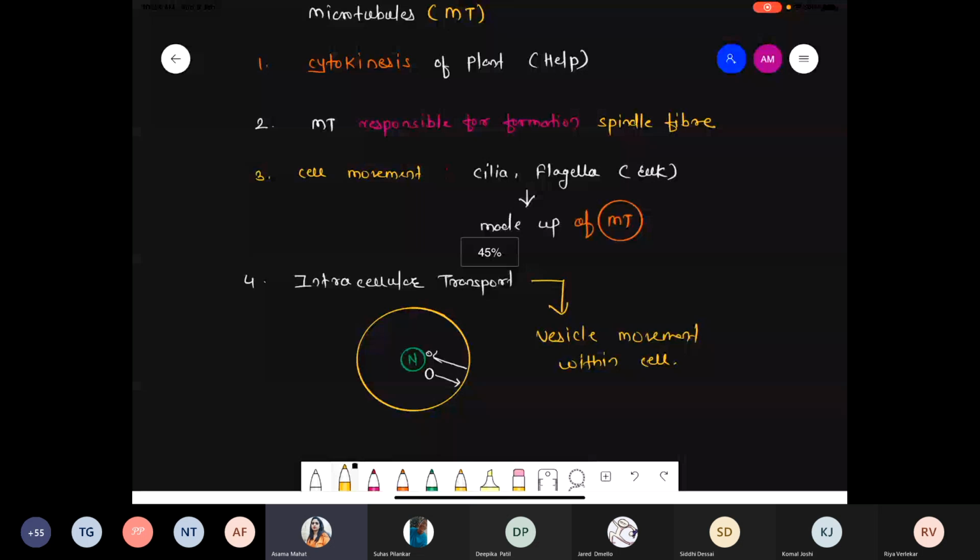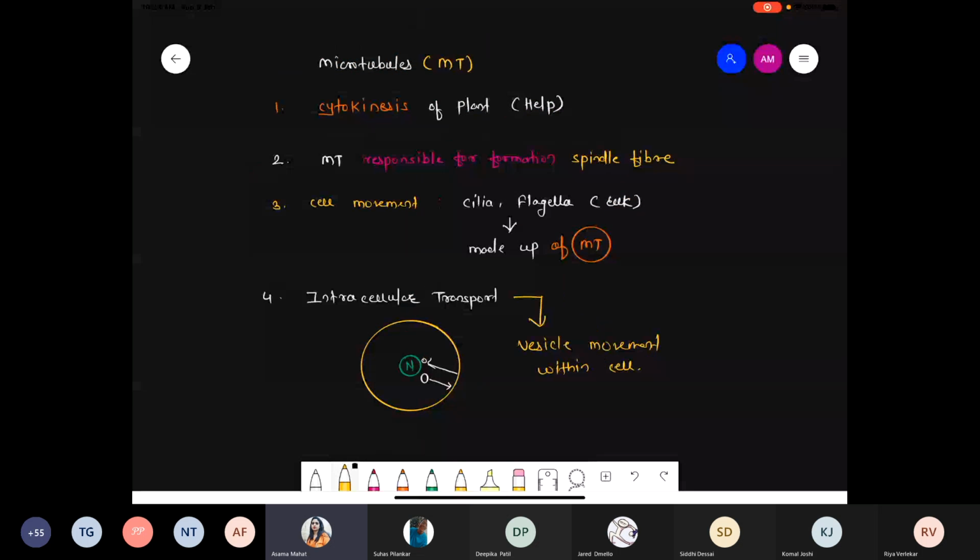So these are the four important functions. Help in cytokinesis, specifically in plant. Help in chromosome movement because they can form a spindle fiber. Again they are responsible for cell movement because they are an important part of cilia and flagella structure, and they also help in intracellular transport, that is vesicle movement within a cell.